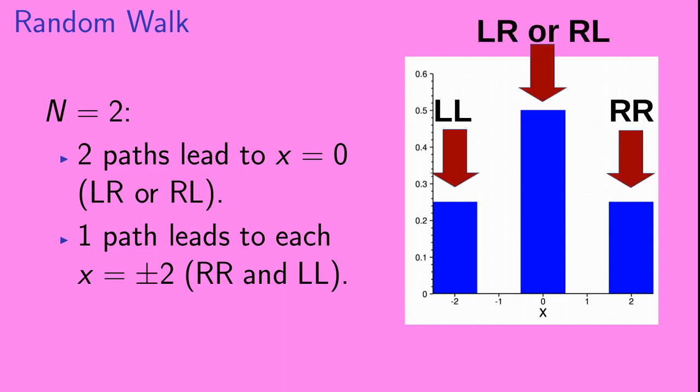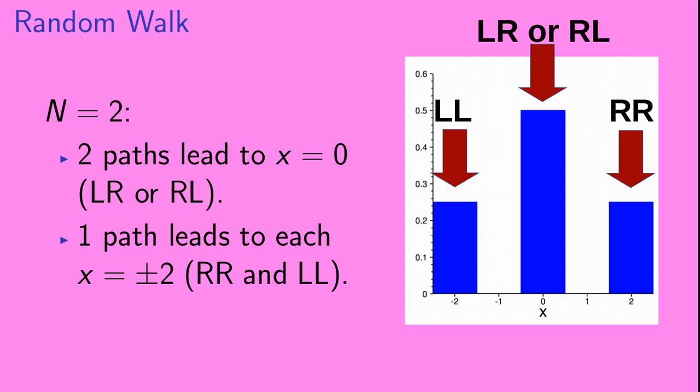So there are 2 paths that can lead to the object being at x equals 0. The object can go to the left and then to the right, or to the right and then to the left. On the other hand, there's only one path that leads to the object ending up at x equals +2. In order to get to x equals +2, the object has to go right and then right again. And similarly, in order to get to x equals -2, it has to go left and then left again. And there's only one path that does that.